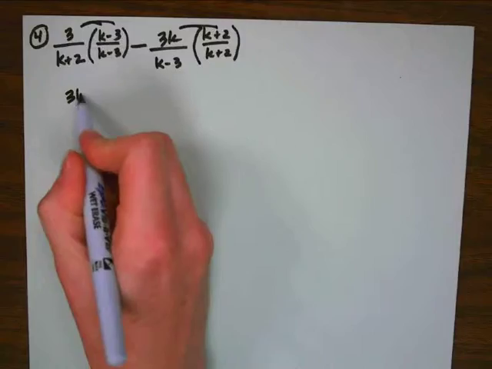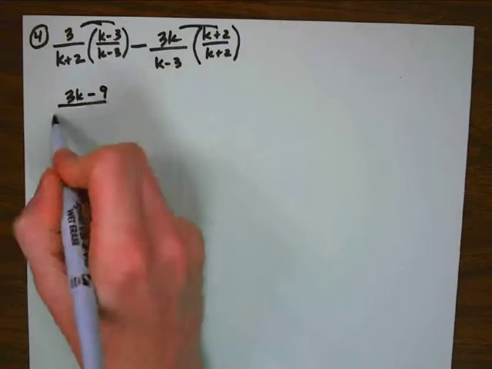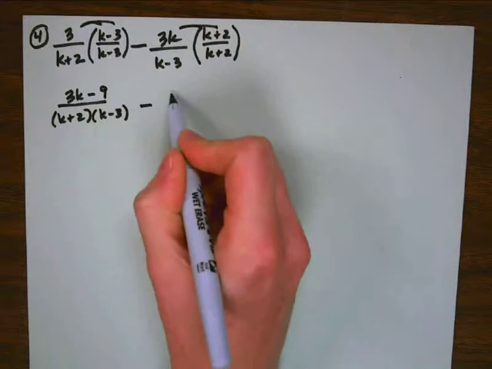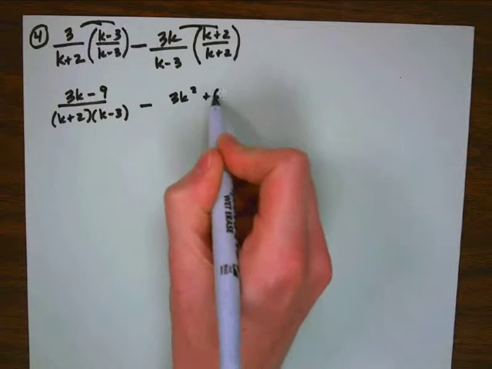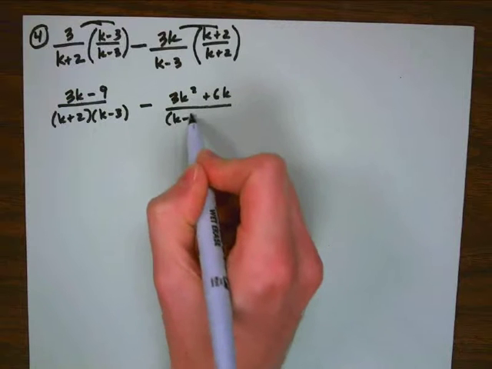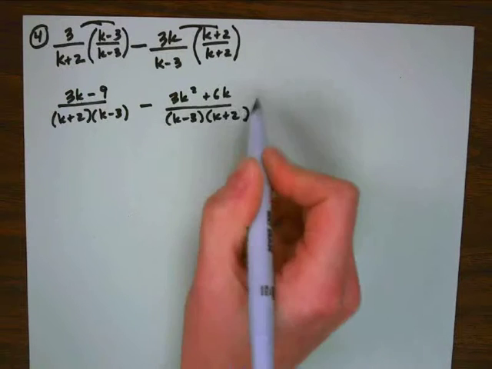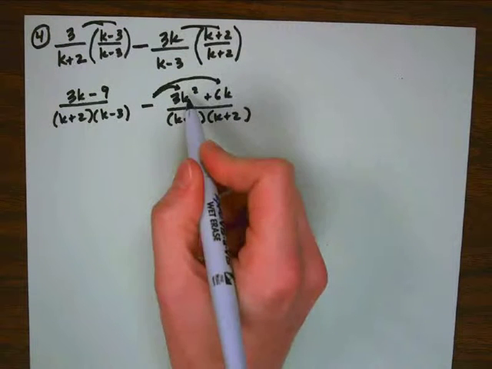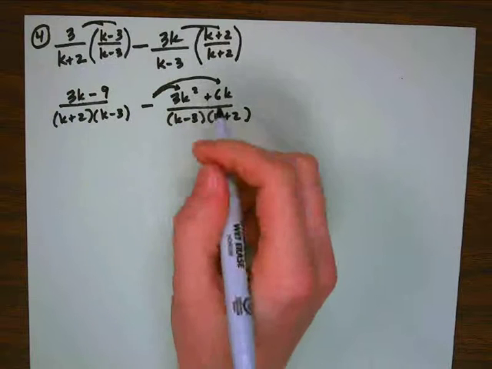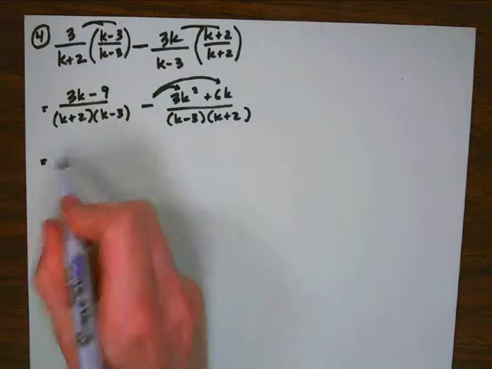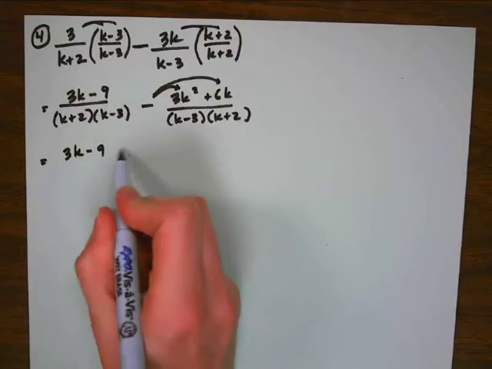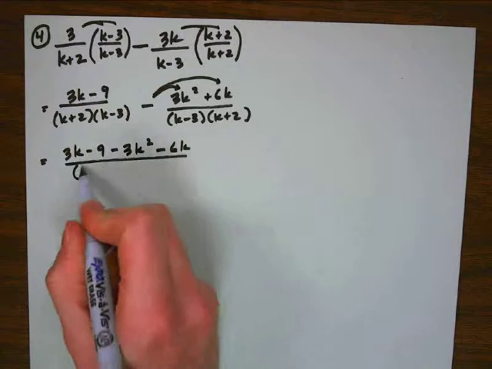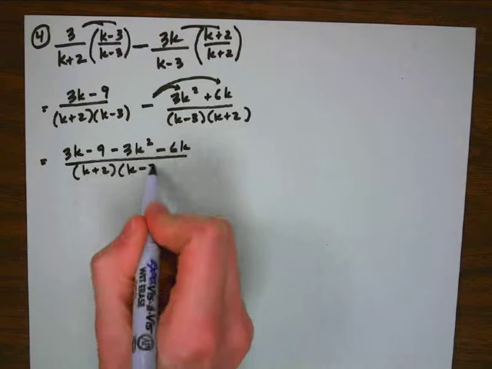So we get 3k minus 9 over k plus 2 times k minus 3 minus 3k squared plus 6k over k minus 3 times k plus 2. And then we want to distribute the negative to both of the terms because this whole fraction is being subtracted by the first one. And then once we're finished with that, we will combine any like terms. So we get 3k minus 9 minus 3k squared minus 6k over k plus 2 times k minus 3.